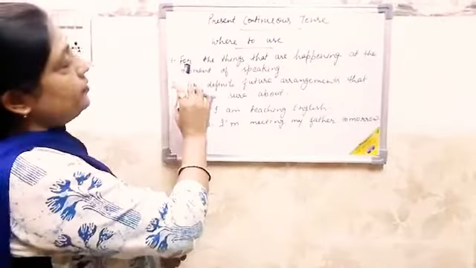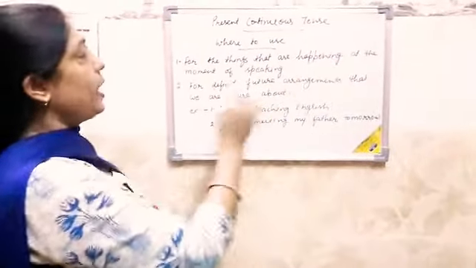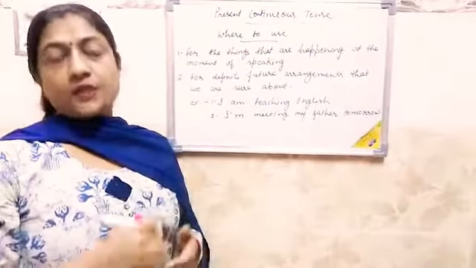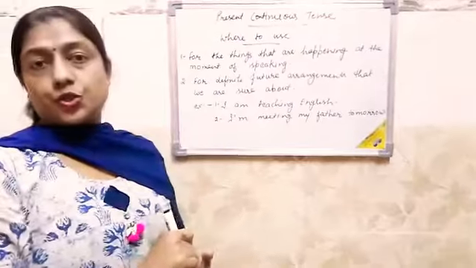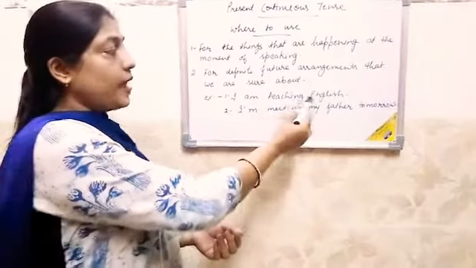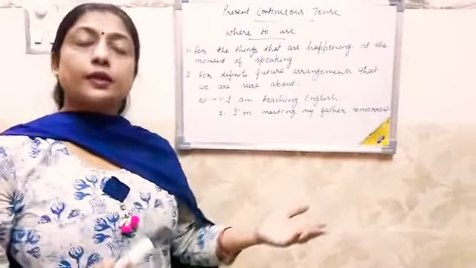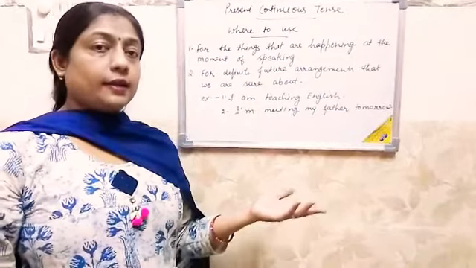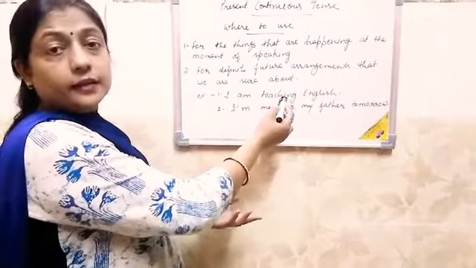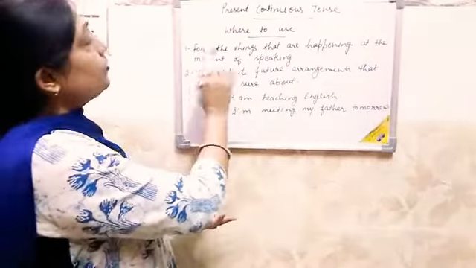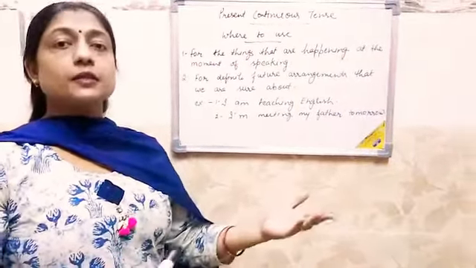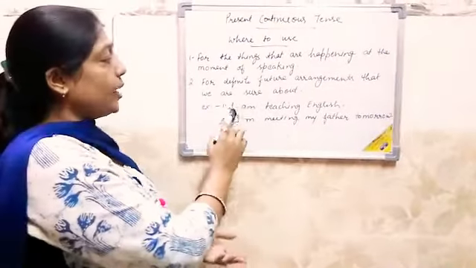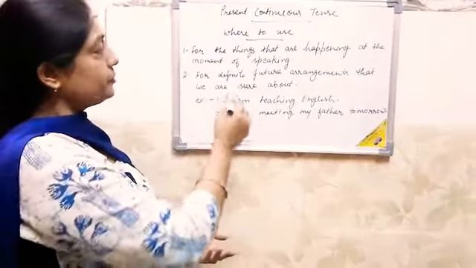So where to use it? For the things that are happening at the moment of speaking. When I am speaking, what am I doing? I am teaching English. So this action, the action of teaching, is still going on. It is in continuation. That is why the continuous tense is used here. So for the things that are happening at the moment of speaking, when I am speaking this, I am teaching. So the example is I am teaching English.